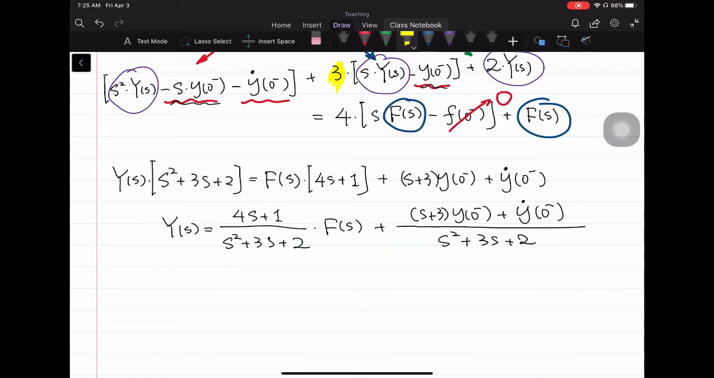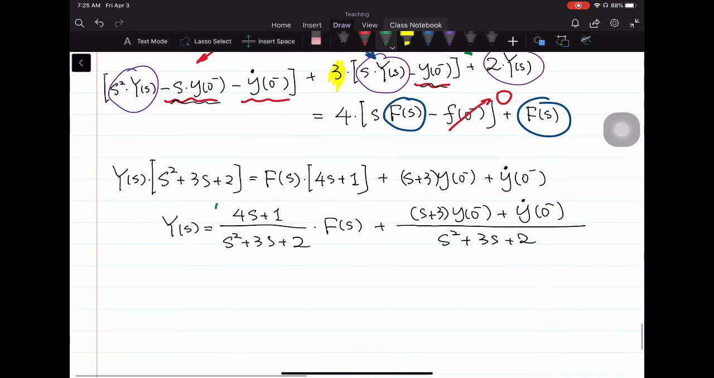This means that if both initial conditions y0 and y dot 0 are equal to 0, then this is the only term that will remain. And using our language from chapter 2, that means this is the zero state response.